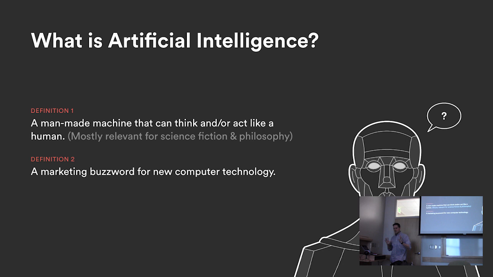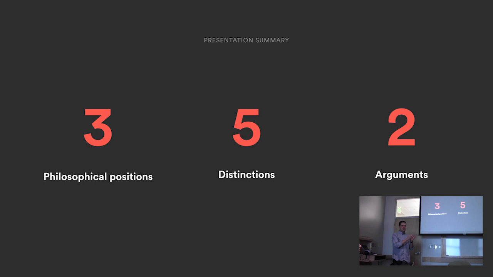In this presentation I'm going to present three different philosophical positions, and talk through five distinctions and some vocabulary to help you think about these issues and maybe use this vocabulary to analyze them. And then I'll go through two arguments. The first three philosophical positions relate to the relationship between computers, machines, and consciousness.